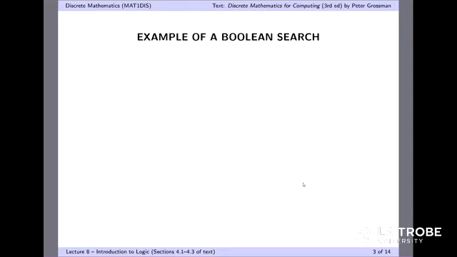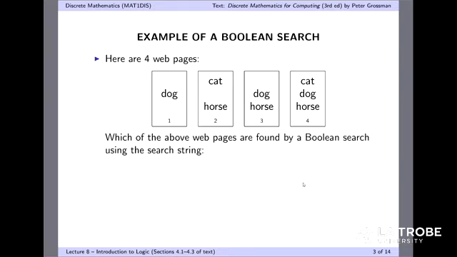Okay. Examples, let's look at further. Here are 4 web pages. Page 1, dog. Page 2, cat and horse. Page 3, dog and horse. And page 4, all 3 of them. So if we use a particular string, then see what we find.